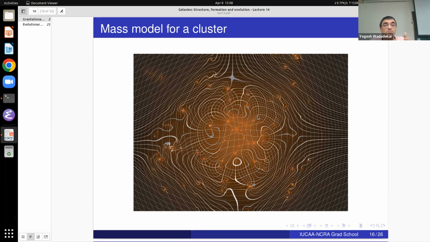And then now the mass distribution, you can also cross-check with the virial theorem. The virial theorem gives you the total integrated mass of the cluster. You build your mass model, you integrate it and find out what the total dynamical mass of the cluster is, and see whether it is consistent with the velocity measurements of galaxies in the cluster, and see whether you get a consistent answer.